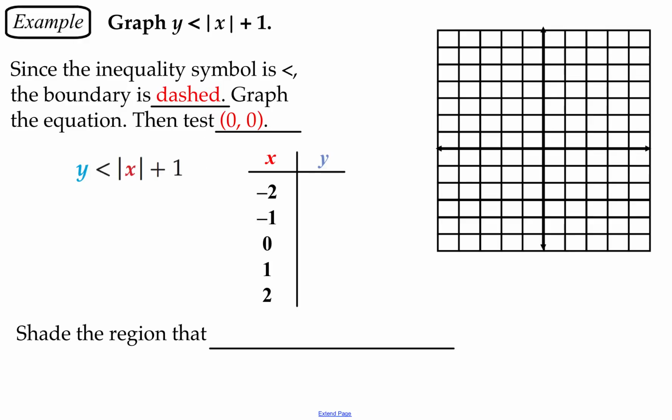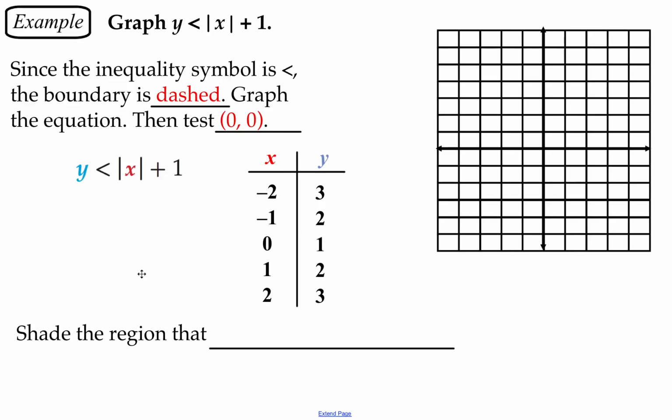Let's go ahead and plug in some values for x and see what we get out for y. If I put in a negative 2 here, the absolute value of negative 2 is positive 2, so I get 2 plus 1, which is 3. If I plug in a negative 1, the absolute value of negative 1 is 1, and 1 plus 1 is 2. If I plug in a 0, I get out a 1. Plug in a 1, I get out a 2. Plug in a 2, I get out a 3. So there are some points that we could plot.